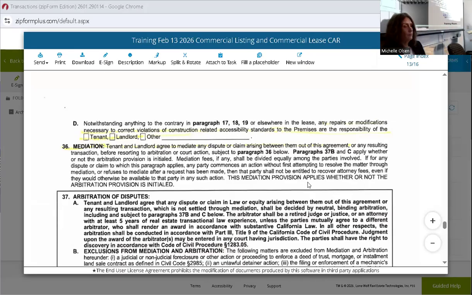So my thing is, between 36 and 37, you're giving the lessor the option whether they want to do mediation or arbitration. No, mediation applies whether you initial arbitration. Mediation is automatic, isn't it?